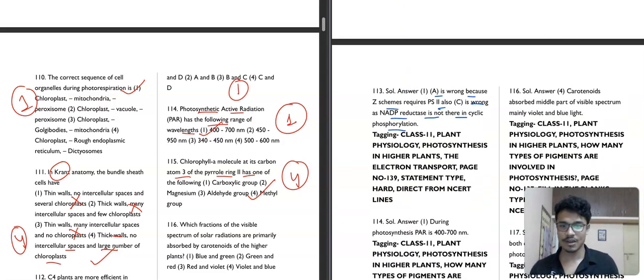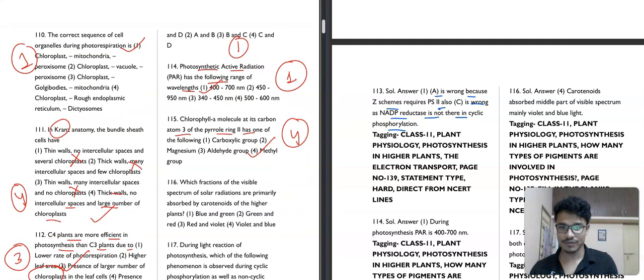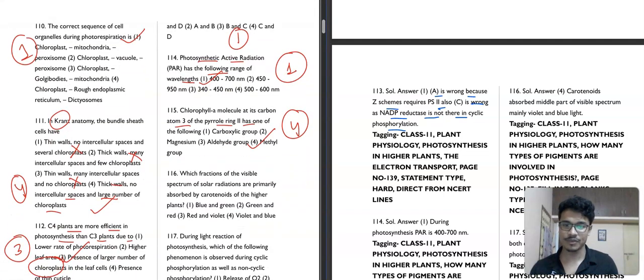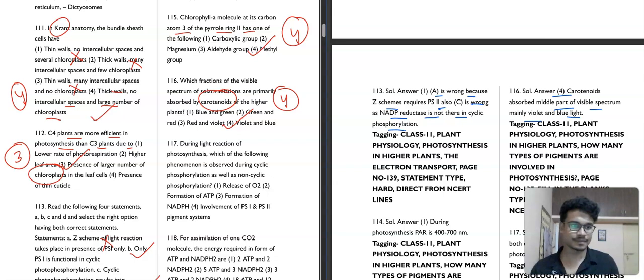Then question number 116. It is saying: which fractions of the visible spectrum of solar radiation are primarily absorbed by carotenoids of higher plants: blue and green, green and red, red and violet, or violet and blue. So it is saying that for carotenoids, don't just go with blue and green. Carotenoids basically absorb the middle part of the visible spectrum, mainly violet and blue light. So the fourth option will be our correct answer. Then question number 117.